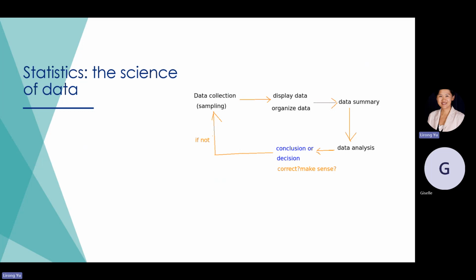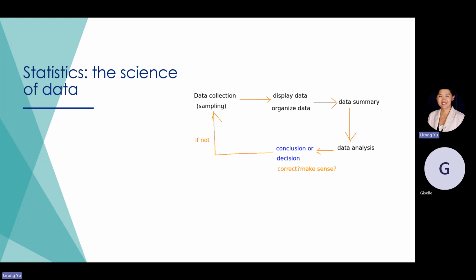Once we have data, the second stage of the statistical work is to display and organize the data, and the organization depends on the data type. Once you organize and display the data, we want a data summary or measures of the data. Once you have those measures and summaries, you're able to do more calculation. So the next stage is the actual data analysis. You can do confidence interval calculation, hypothesis tests, or both. And with those, you're able to make a decision or draw a conclusion.